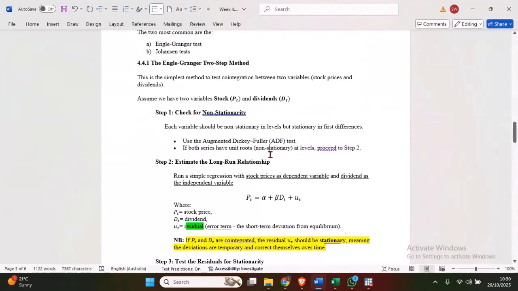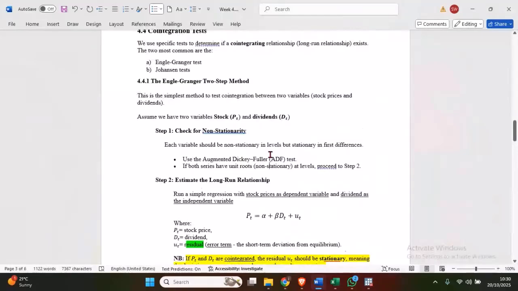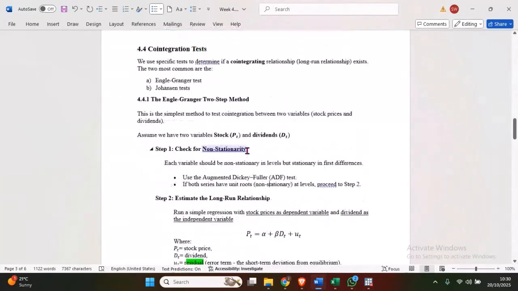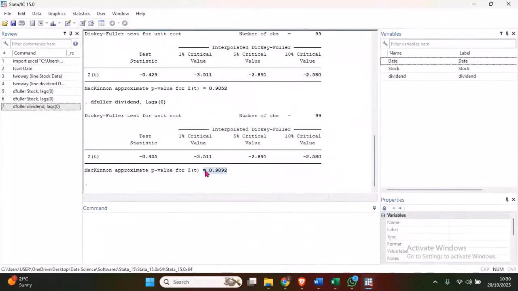Remember, we said that for there to be co-integration, or for you to proceed, the two must be non-stationary. The two must be non-stationary, and we can see they are non-stationary at levels. Both of them are non-stationary at levels. So what do we do? We difference them, and we test for stationarity at first difference.